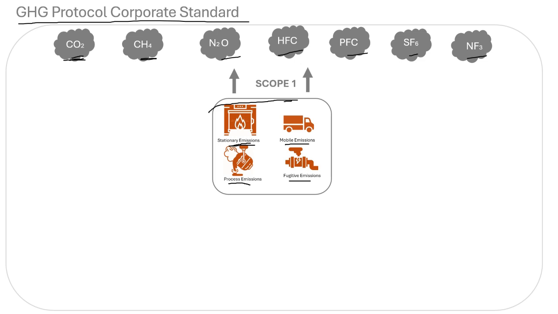As per the standard, every entity needs to have an organizational boundary based on either of the two approaches, which is financial control or operational control. Once the organizational boundary has been set, the entities identify the sources of emissions within the boundary. All the emissions from those sources within the boundary are direct emissions and come under scope 1.